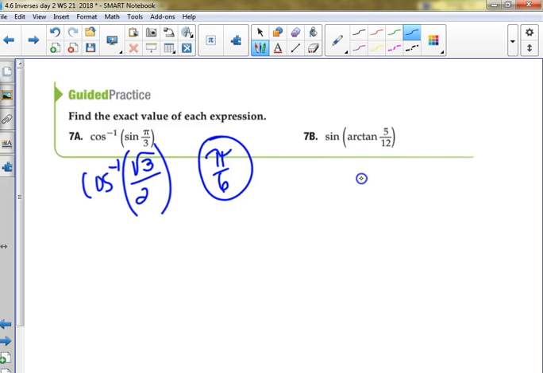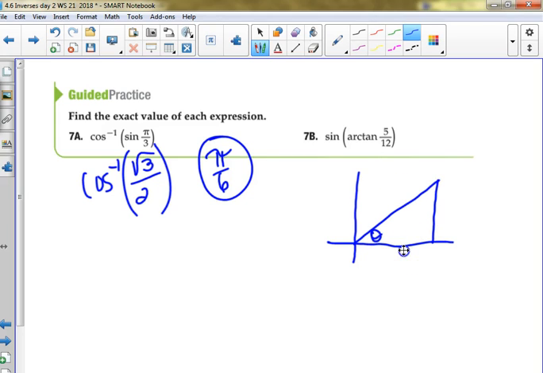Arctangent is positive, tells me I'm in quadrant 1. Why isn't it 3? Couldn't it be 3? Nothing's in quadrant 3, right? Okay, none of the inverse functions are in quadrant 3. Tangent is positive in quadrants 1 and 3, so arctangent has to be in 1. All right, how do I label this?